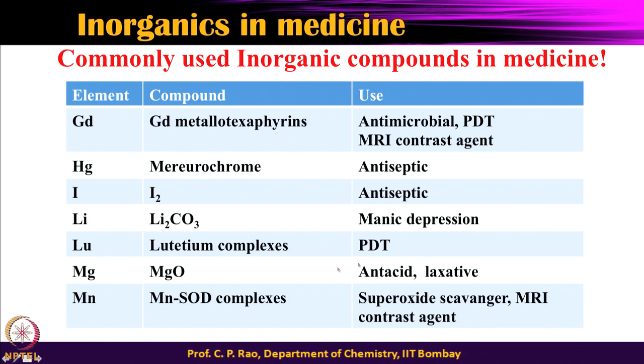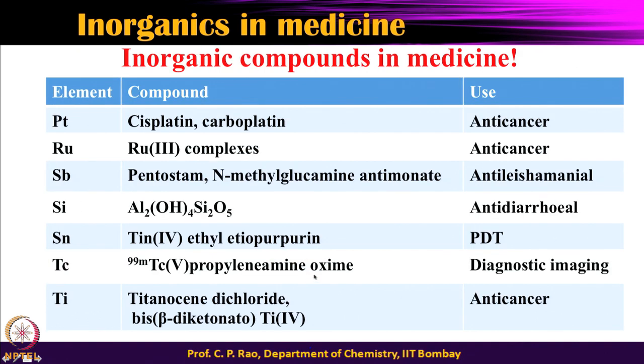PDT means photodynamic therapy. Magnesium as magnesium oxide, magnesium hydroxide kind of things, not necessarily oxide. These are antacid laxatives also. Sometimes when you complain that you have a problem with motion, then the doctor will recommend you to take the laxatives. Manganese supplements, manganese complexes, can be used as an antioxidant, and manganese can also be used as an MRI agent. Still we have many more compounds, for example platinum.